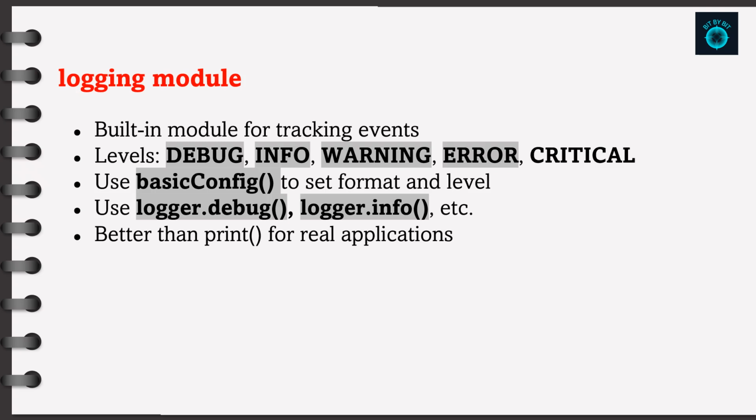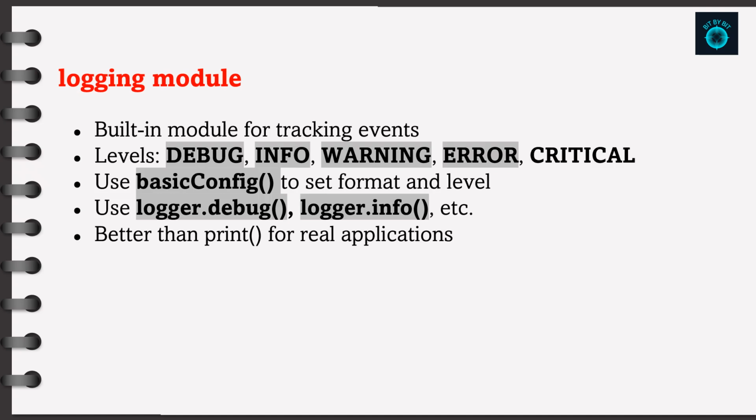Logging messages have different levels of importance. Debug is for detailed diagnostic information. Info is for general events that confirm the program is working as expected. Warning is for things that are not errors but could become problems. Error is for issues that prevent a part of the program from working. Critical means a serious error that may stop the program entirely.